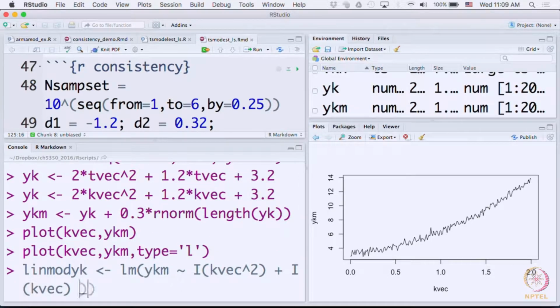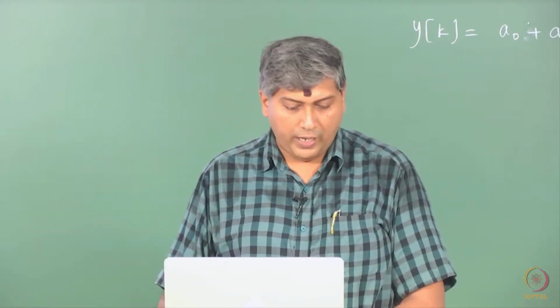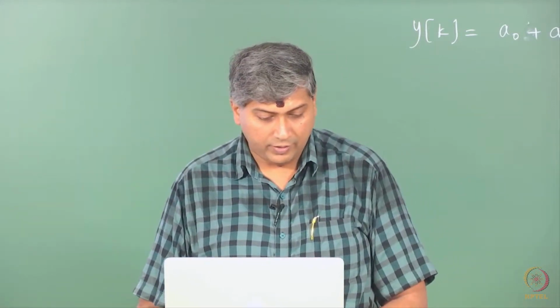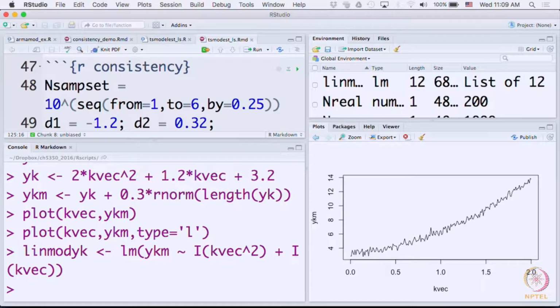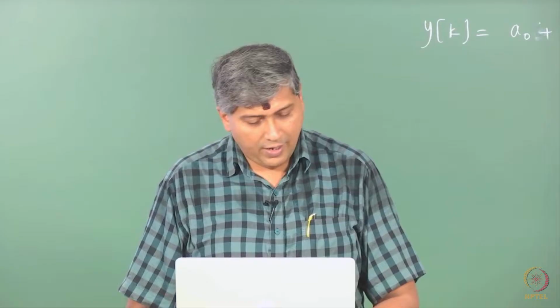Remember, you have to tell LM that there are at least three regressors, but the third regressor need not be mentioned, which is 1, that is there by default as an intercept term. So, we have to supply the other 2 regressors, and that is it. You would be making a mistake if you simply supply k vec square plus k vec, because then it will club those 2 and think of that as a single regressor, all right.